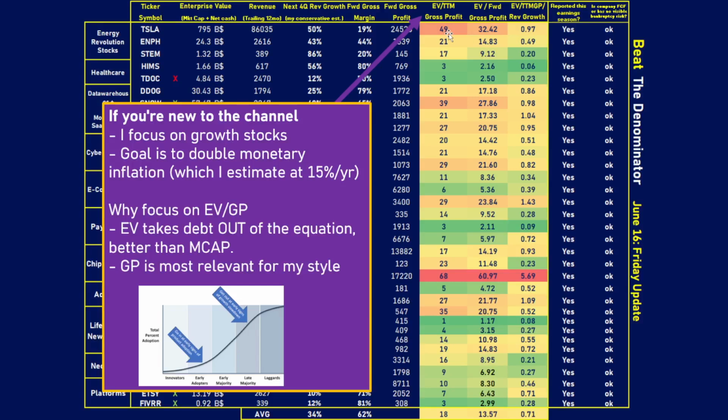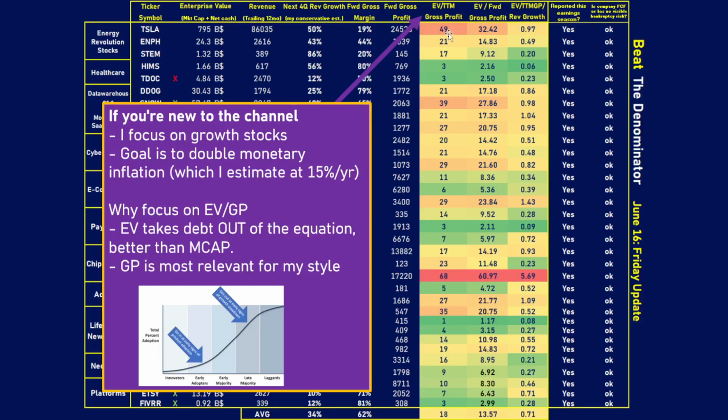And why do I use gross profit? Why do I not use EBITDA or any of these other metrics? I use gross profit because my stocks are optimized for gross profit and gross profit alone. They are not optimized for earnings just yet, or even EBITDA. And therefore, these stocks are earlier on in their journeys as a company. Gross profit is the most relevant metric for my style.